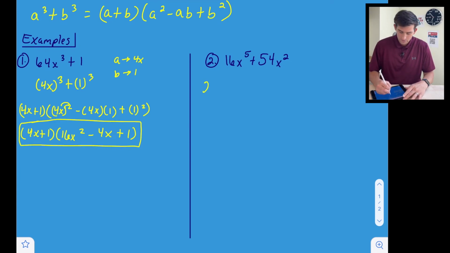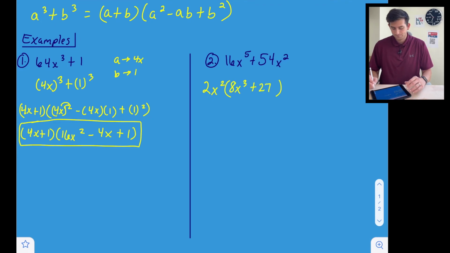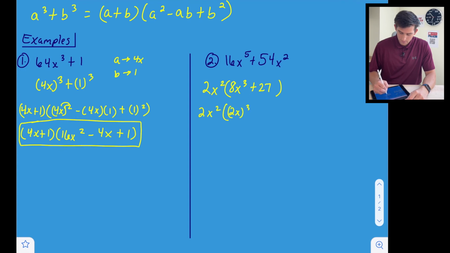We need to factor out a 2, and now let's factor out an x squared. So if we factor out an x squared, that's going to leave behind 8x cubed plus 27. And so now we've created the sum of two cubes on the inside of our parentheses. It doesn't look like it yet. We have to rewrite 27 as something cubed, and we're also going to rewrite 8x cubed as a monomial cubed. So now we can write it like this: 2x squared, and then in parentheses, 2x cubed plus 3 cubed. So now we've identified our a and our b. So a here would be 2x, and b would be 3.